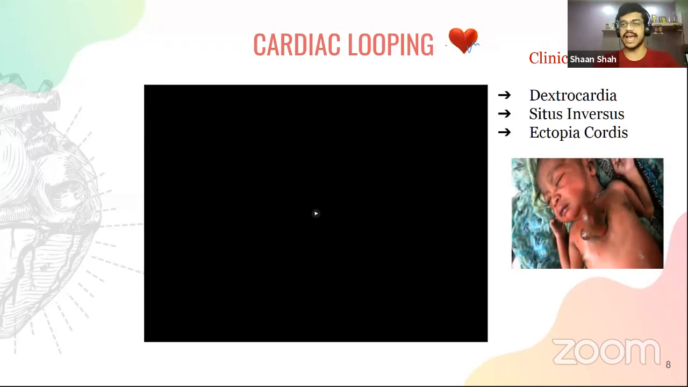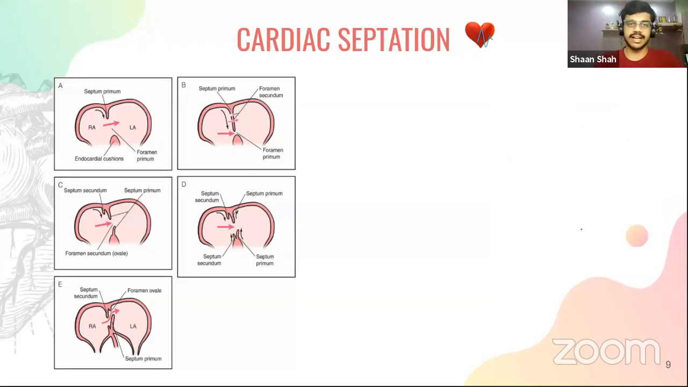And another positional anomaly is ectopia cordis. Due to the deficiency of formation of anterior thoracic wall, the heart may lie superficially. So here you can see the ectopia cordis. Next, we'll discuss cardiac septation.